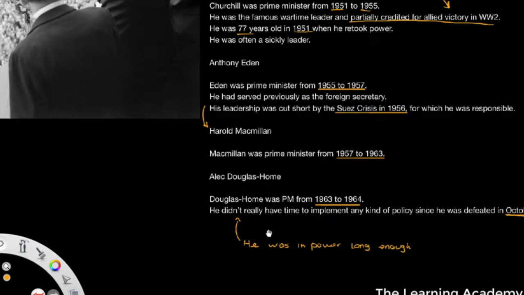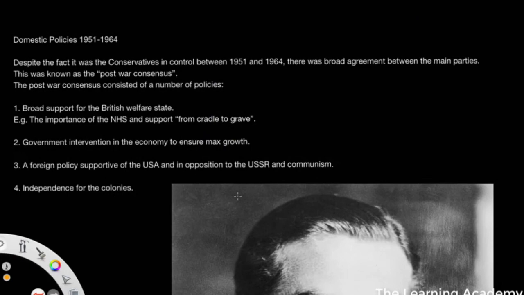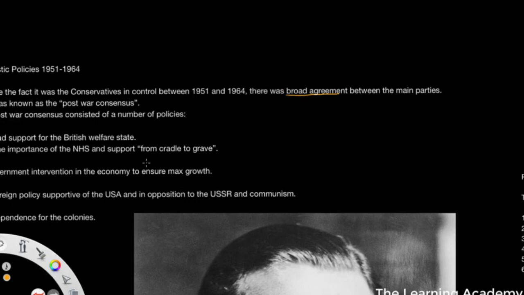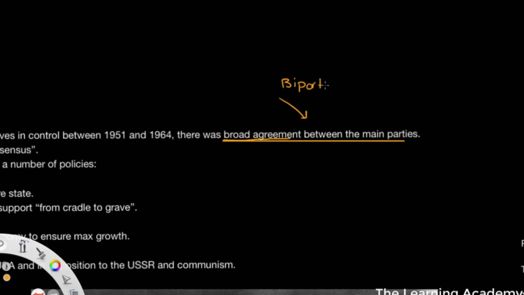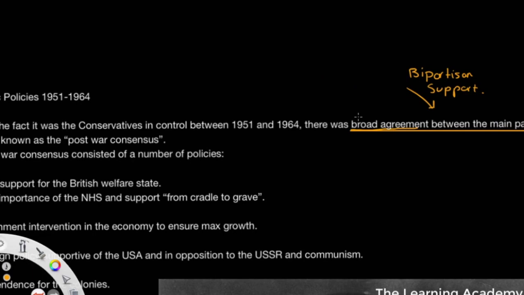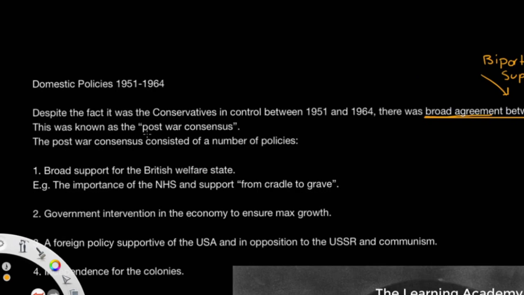Moving on now, let's have a look at the broad overview of the domestic policies that took place between 1951 and 1964. Despite the fact that the Conservatives had control between 51 and 64, there was generally a broad agreement between the main parties. So we have what was generally known as bipartisan support, which is something that is very rare in today's politics. Effectively, both sides of the House of Commons agreed on the kind of things that they wanted to achieve for the post-war period. And this was known as the post-war consensus.